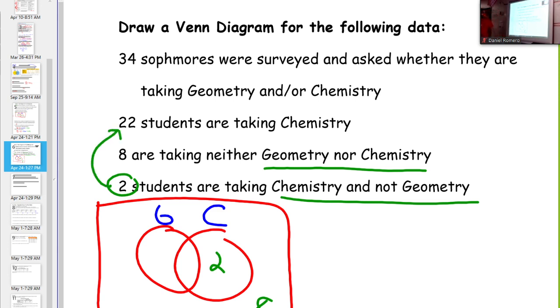If 22 students in total are taking chemistry, what can I now put into the intersection? 20, yeah. And now that I know 3 out of the 4, I can go revisit this one and see how many students are taking geometry and not chemistry. 4. 4, 20, 2, 8. If you add that up, that gives you 34.